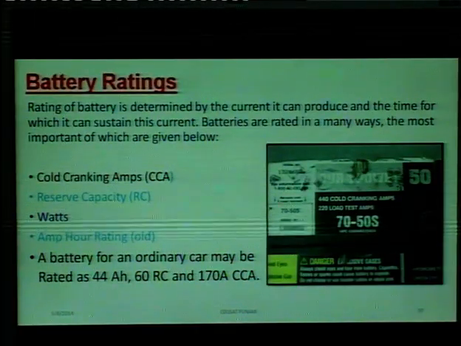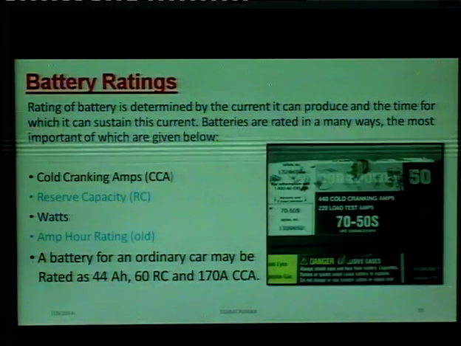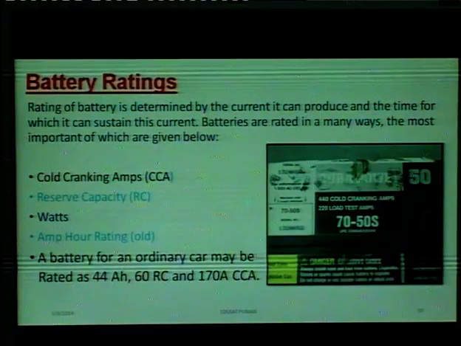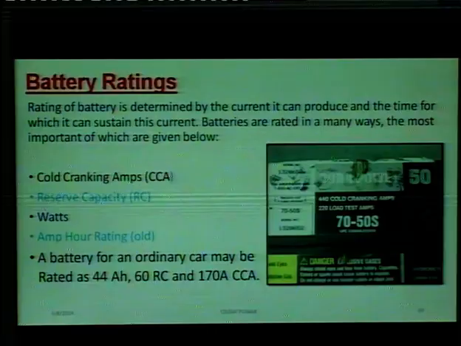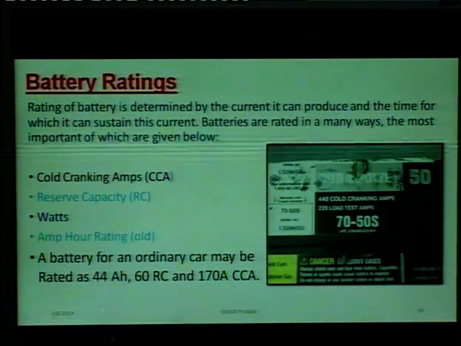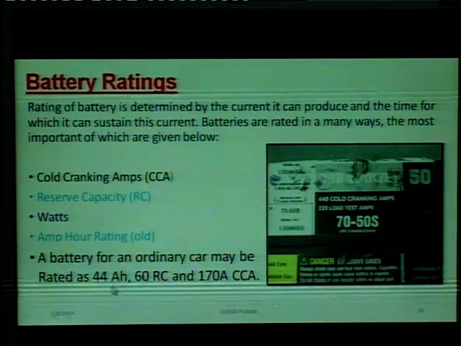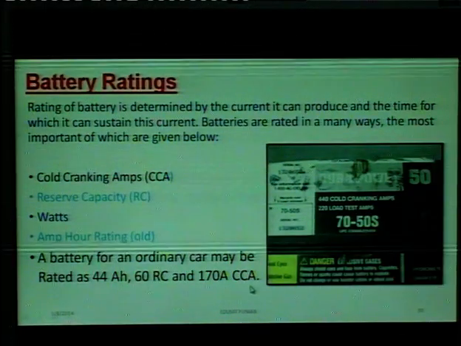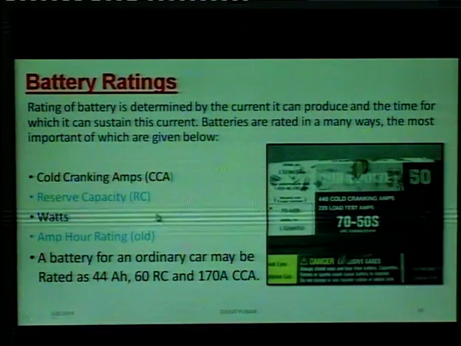So this can be determined by a number of methods. One is cold cranking, another is reserve capacity, another is by watts, another is by ampere hour rating. A battery for an ordinary car, a Maruti 800 car, has a 6 volt battery fitted. How do they represent it? 44 ampere hours, 60 RC and 170 CCA. CCA is what? This is cold cranking amperes. We will discuss these in detail.